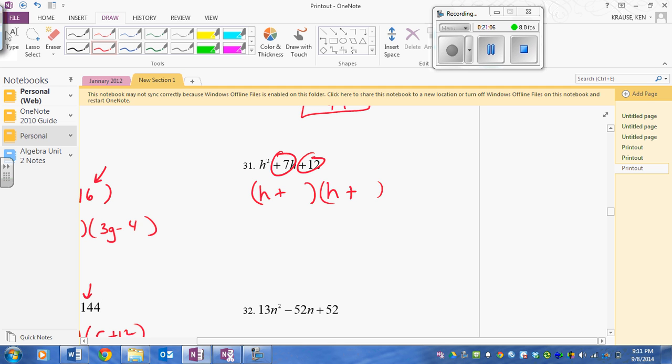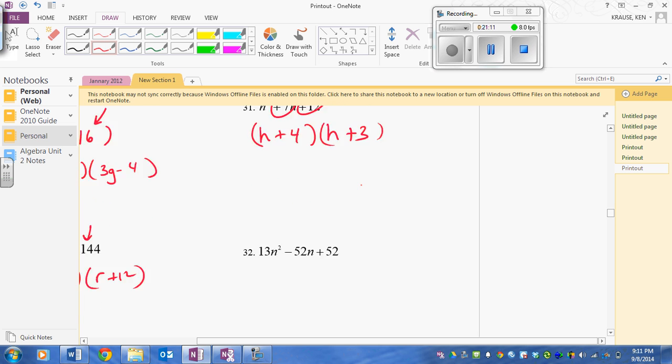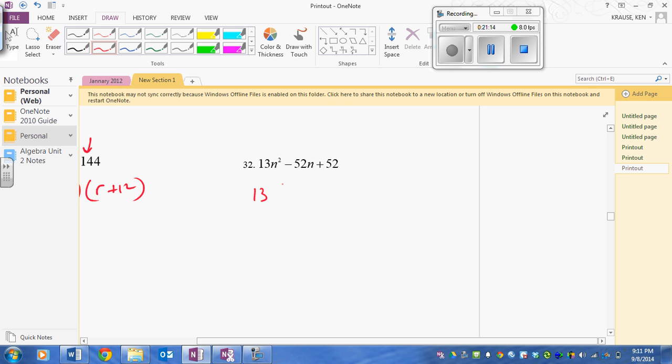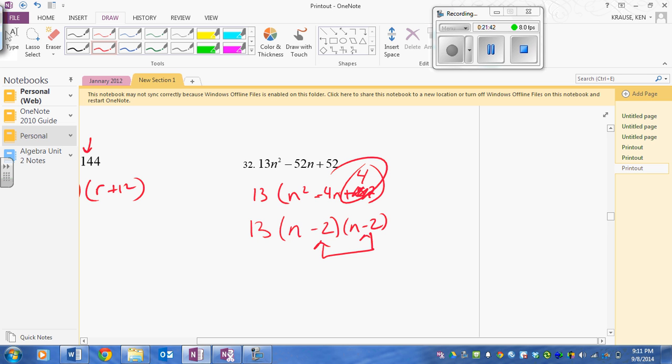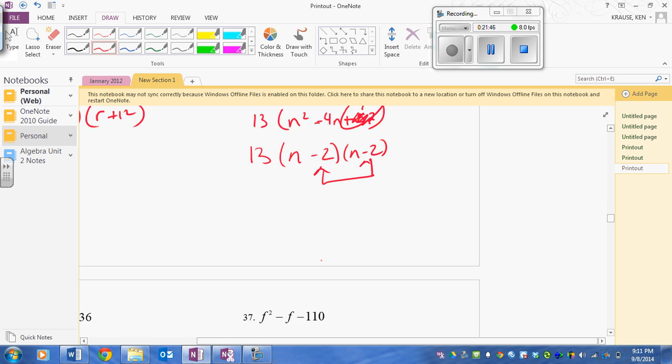Because this is positive, they have to be the same sign, and they're both going to be positive. h and h. And the easiest way to multiply to 24 is 4 times 3. This one has a GCF of 13. n squared minus 4n plus 4, so 13, not 52. So n minus 2, n minus 2. They're going to have the same sign. It's positive, and add up to negative 4. Good, done.